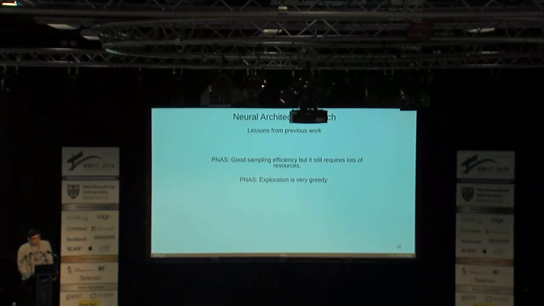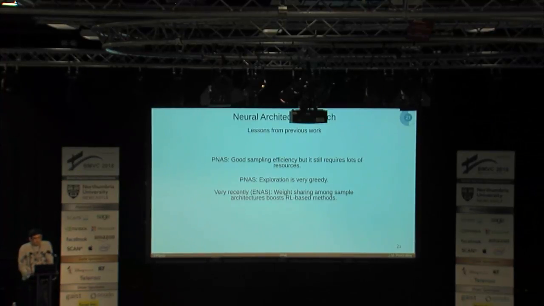And the other problem is that exploration is very greedy. As I was explaining, you start exploring the search space according to what the surrogate function is telling you, and that might not be the best way when you have so few training data samples, which are the architectures that you train, of minimum complexity.